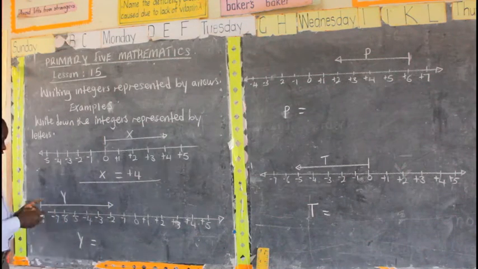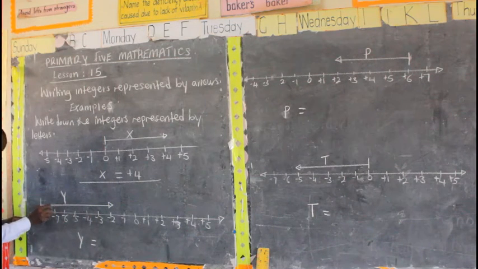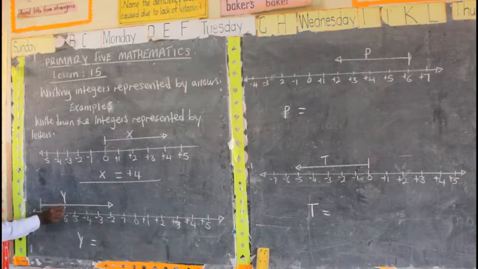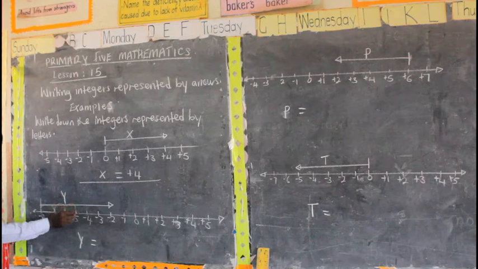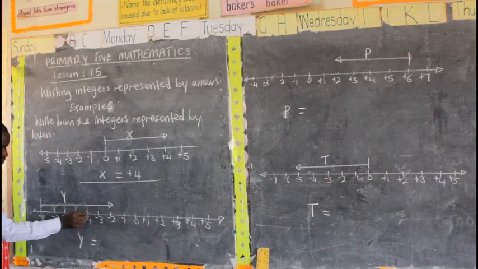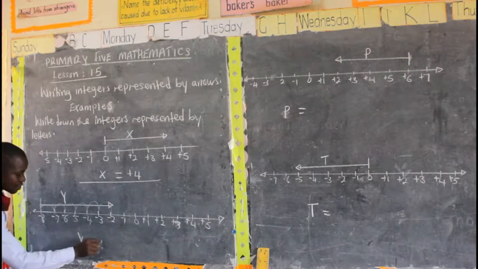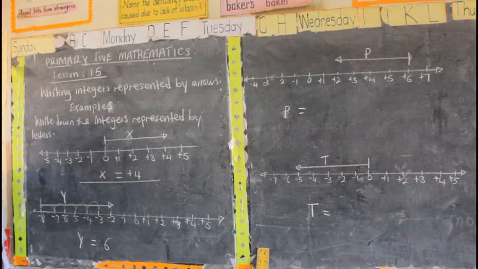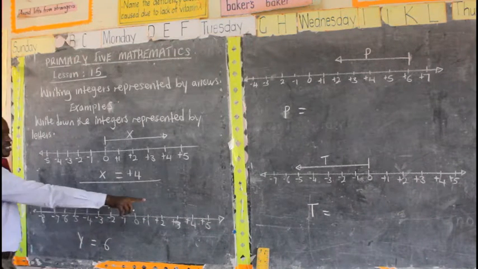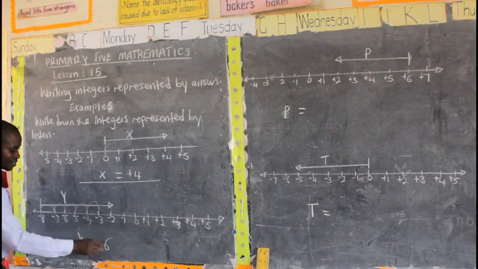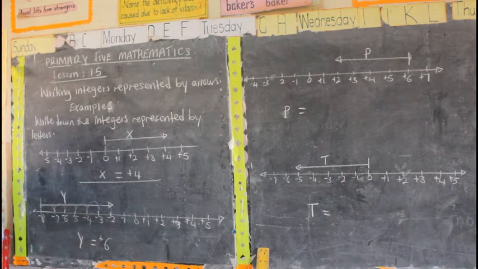Therefore, then we count it. This is it. 1, 2, 3, 4, 5, 6. So this is 6. But is it positive or negative? The arrow is pointing in a positive direction. So this arrow is a +6.